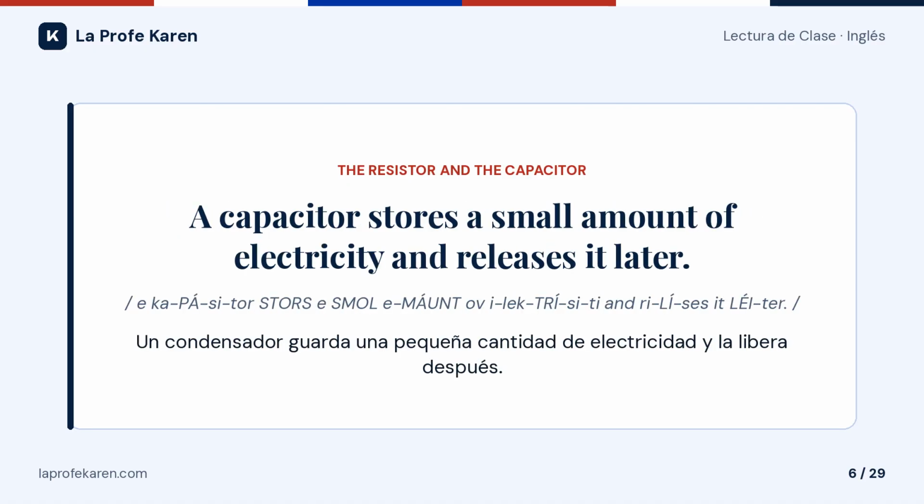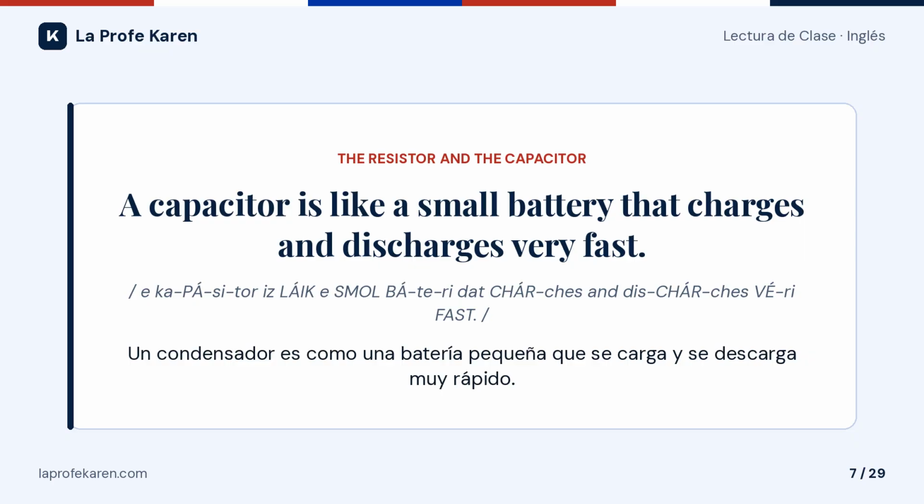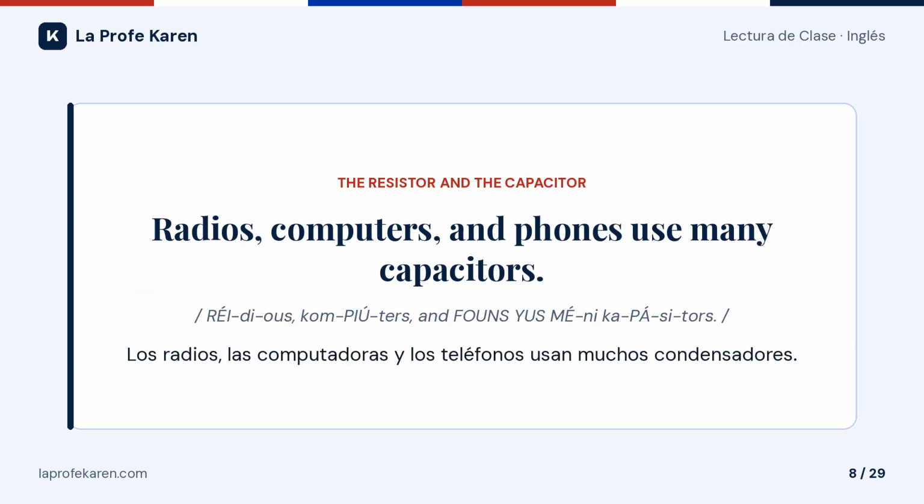A capacitor stores a small amount of electricity and releases it later. A capacitor is like a small battery that charges and discharges very fast. Radios, computers, and phones use many capacitors.